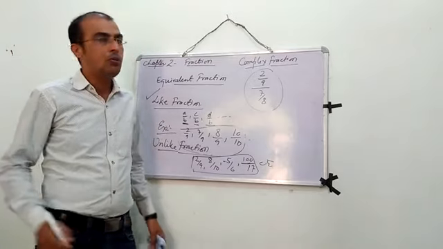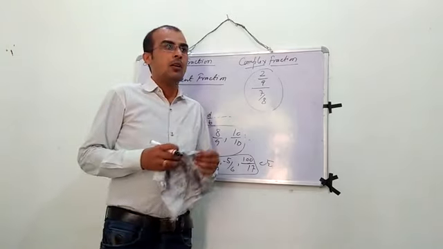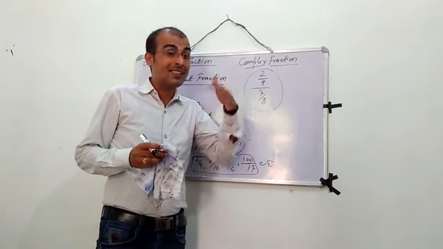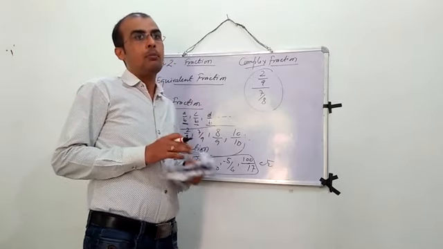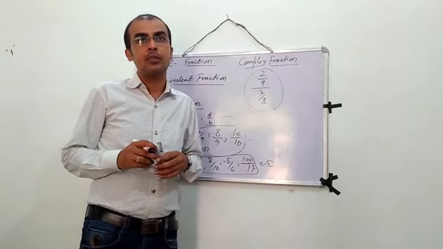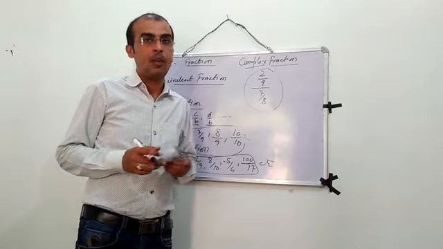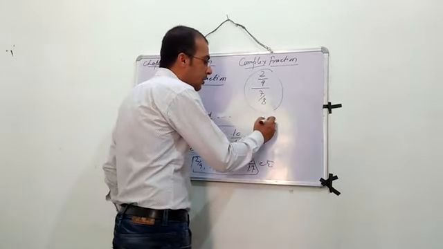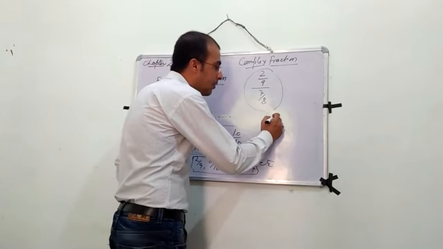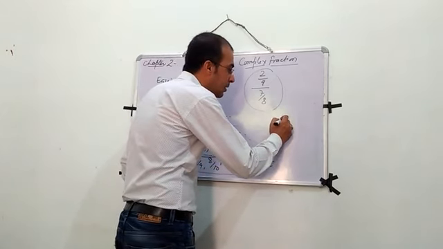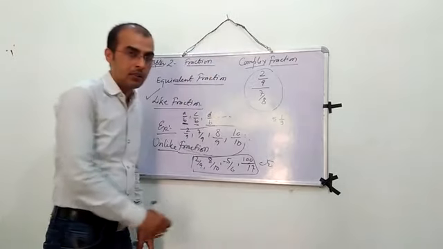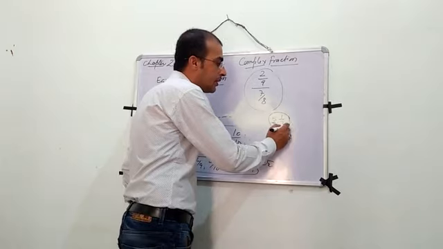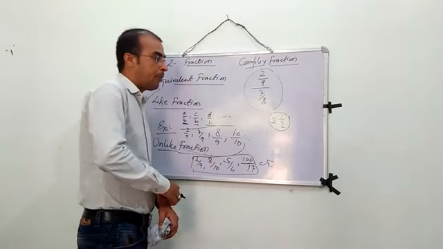Now the next topic: a mixed fraction will change to an improper fraction, and an improper fraction will change to a mixed fraction. How can we convert? Suppose a mixed fraction is given, 5 whole 1 by 9. Is it clear? This is a mixed fraction because one part is a whole number and another part is a proper fraction.